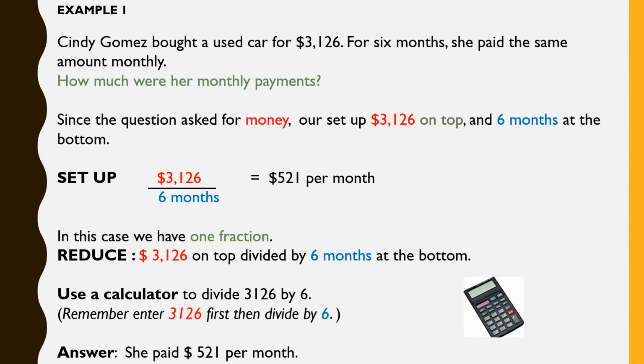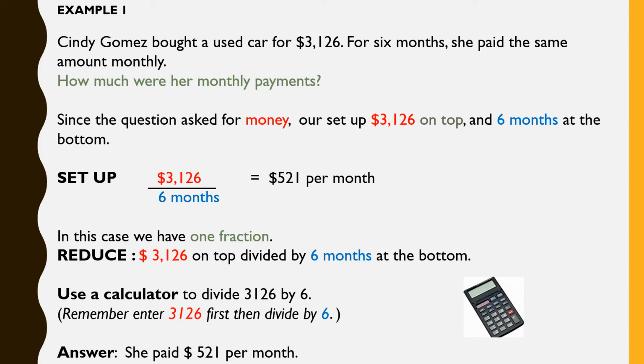Here's an example. Cindy Gomez bought a used car for $3,126. For 6 months, she paid the same amount monthly. Here's the question. How much were her monthly payments? Since the question is asking for money, our setup will be the $3,126 on top and 6 months at the bottom. There is our setup here. There's money on top, months at the bottom.